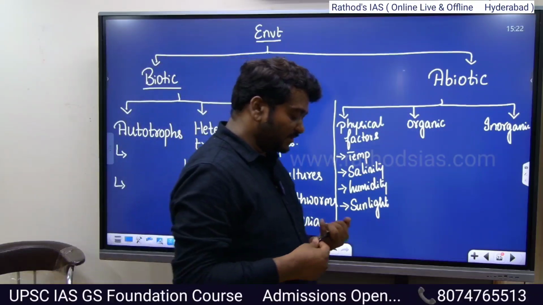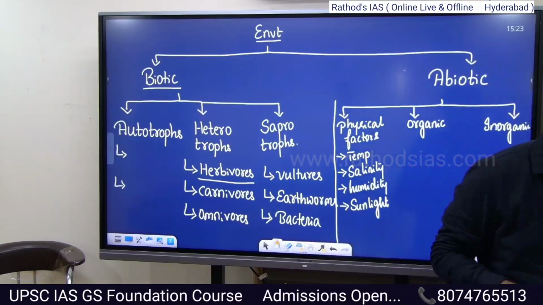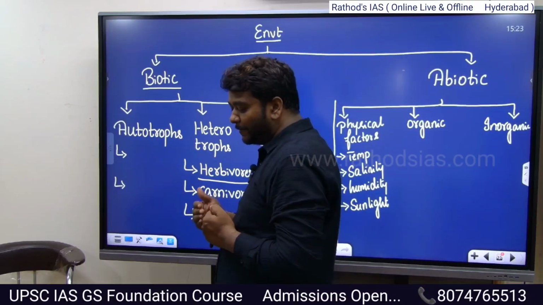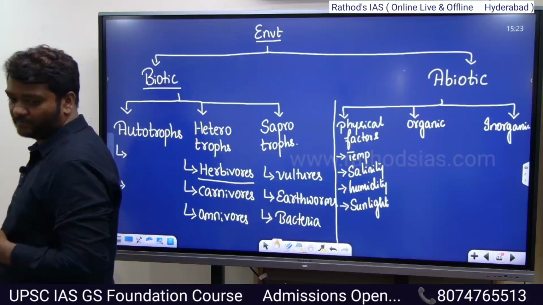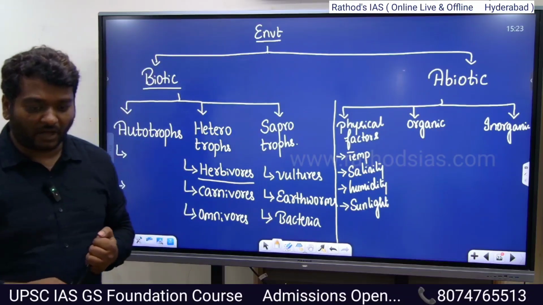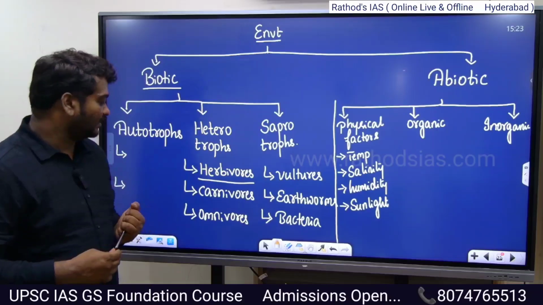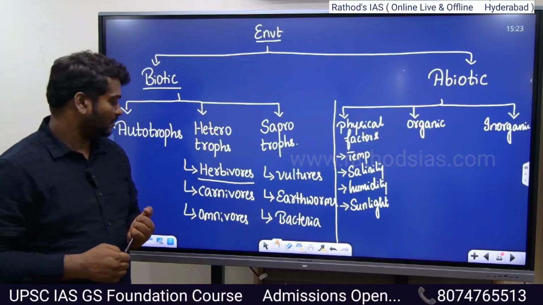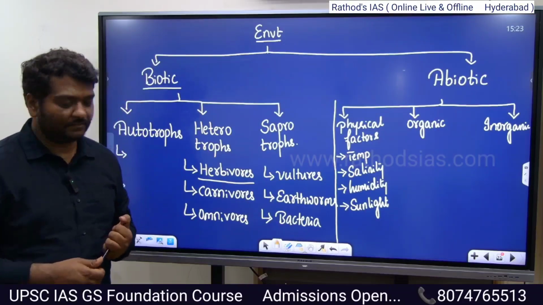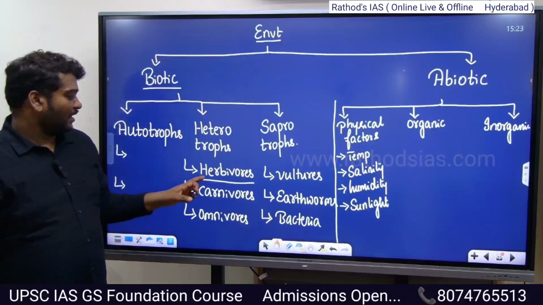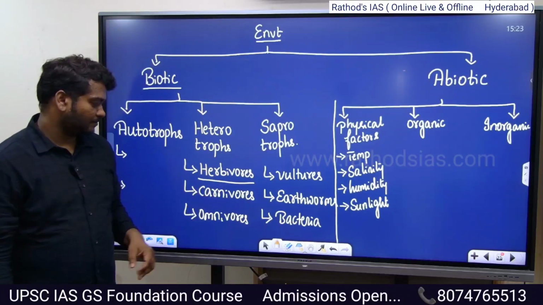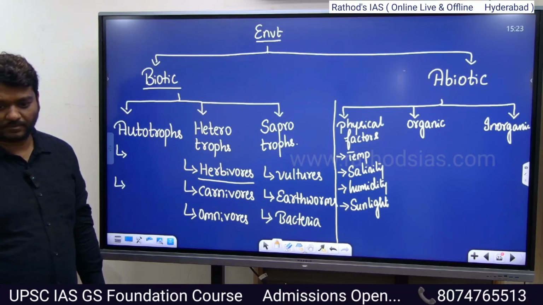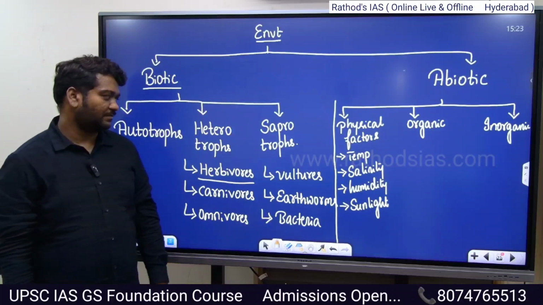These are the organisms which depend upon other organisms for their food. Hyphen. Herbivores. Carnivores. Omnivores.